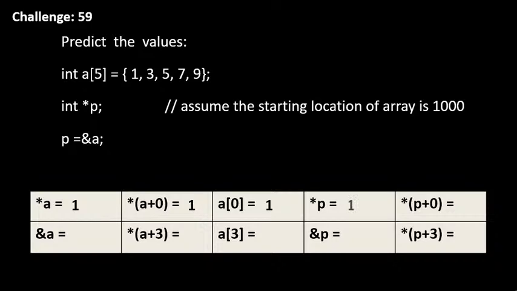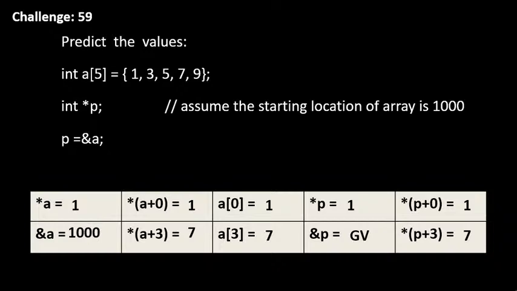What is star P? Again, value at A, so that is 1. P of 0 also is 1. Okay. Ampersand A, yeah, memory location is 1000. Star A plus 3, so the fourth value, that is 7. A of 3, again the same value. Ampersand P is a garbage value. Why? Because address of P, it's not known for us. They didn't mention what it is.